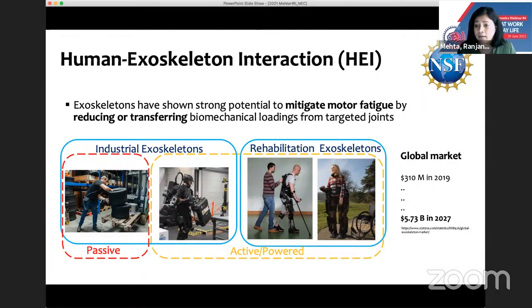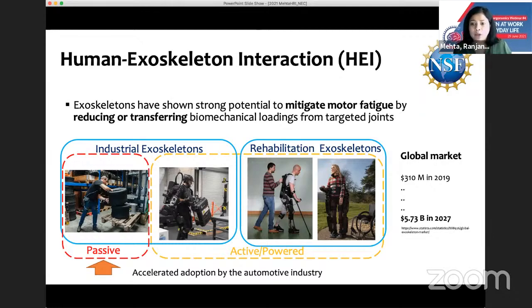So it's a big market, and there is an accelerated pace of adoption of passive industrial exoskeletons in automotive industries across the country and across the globe. So for example, there are full automotive factories here where workers are being equipped with these exoskeletons. However, the implications of short-term and long-term use of the exoskeletons are still currently being researched. So there lies the challenge: how do we ensure that this technological aid is not only effective, but also not harmful for us in the long term.